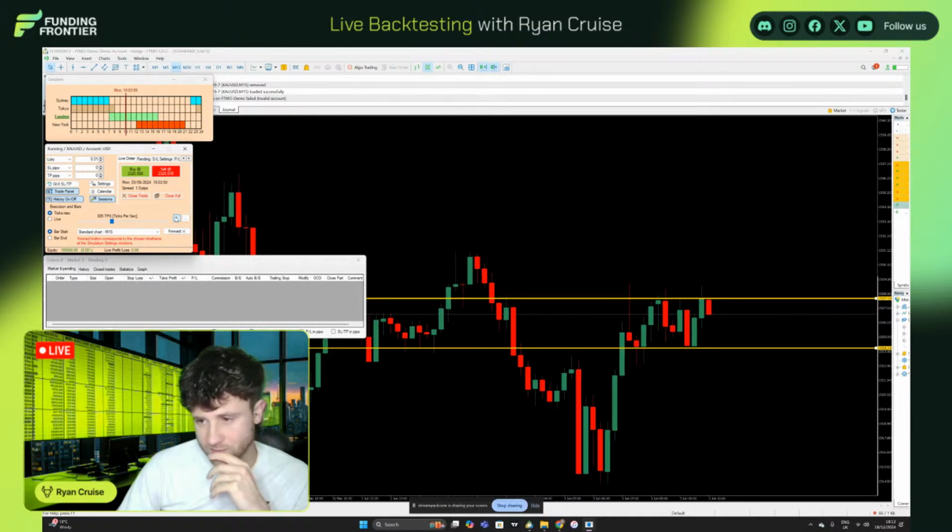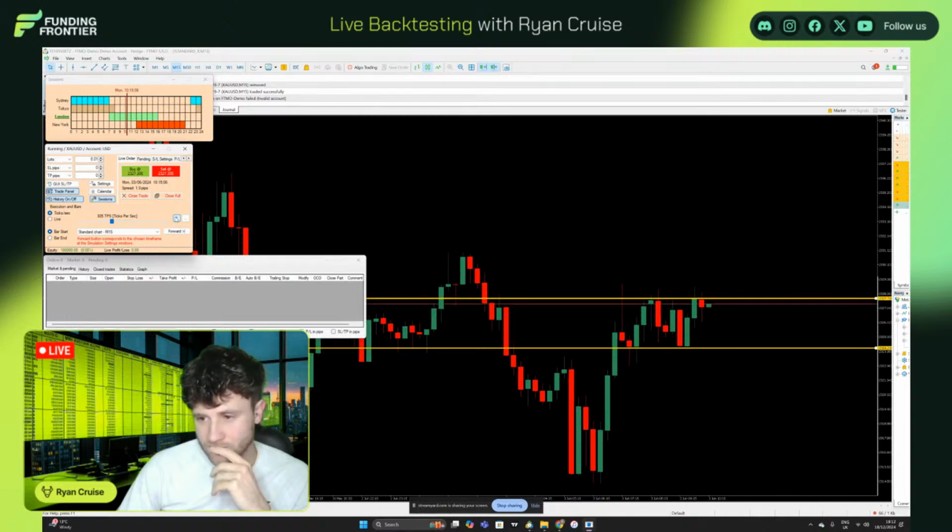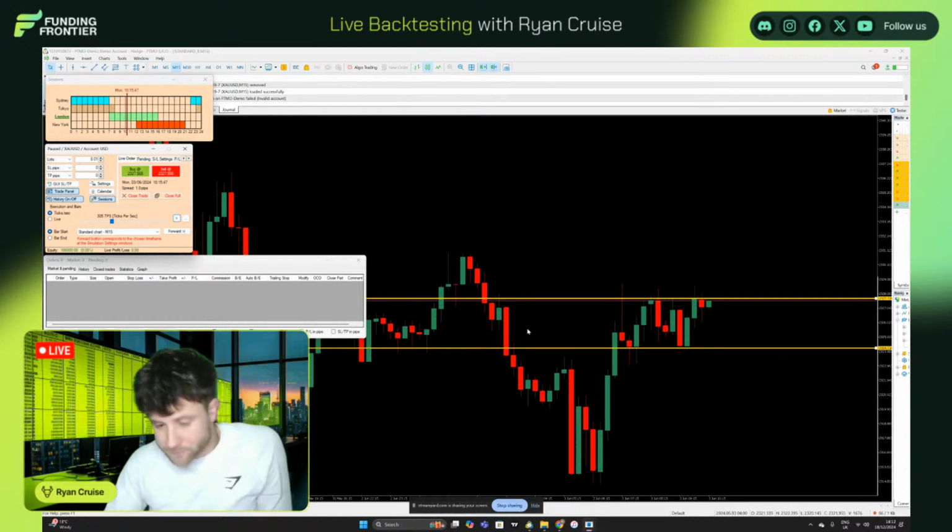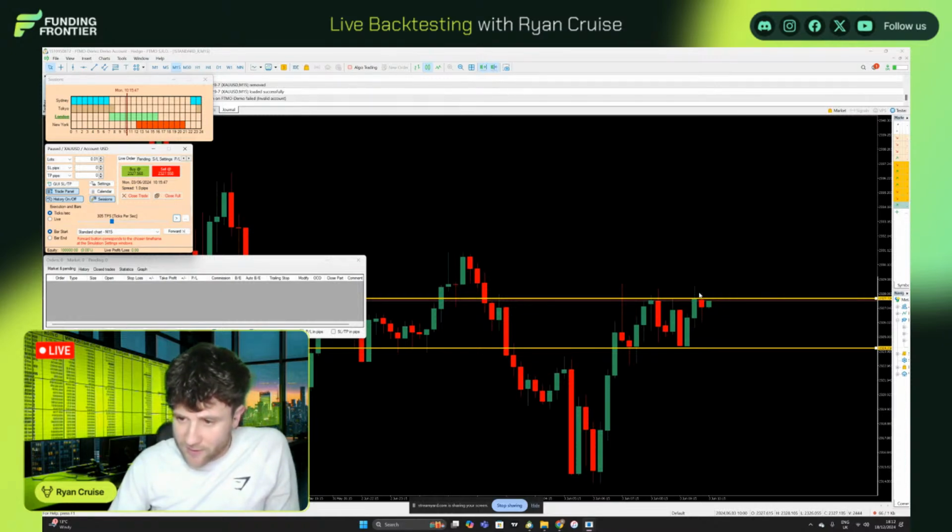Trying to push there, but we didn't quite close above. So it looks like we want to go up. Okay. Now, what have we got? We tried to make a push out of resistance from this wick. I'm just going to slow it down a bit because things are starting to map out now, right?